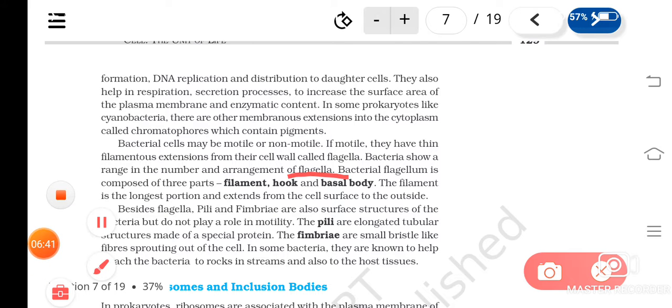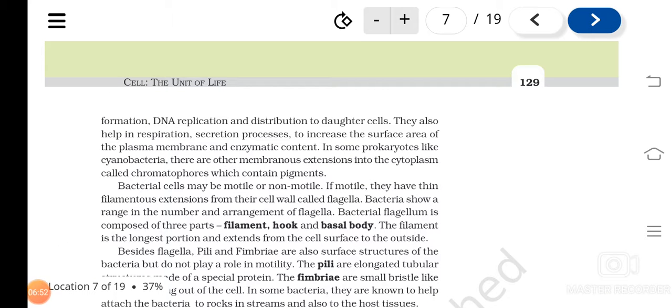flagella. So flagella are the filamentous extensions from the cell wall. Depending upon the number of flagella, bacteria are again classified into different types: monotrichous, peritrichous, and likewise different types. Understood? So when you see the flagellum, flagellum is the singular and flagella is the plural.